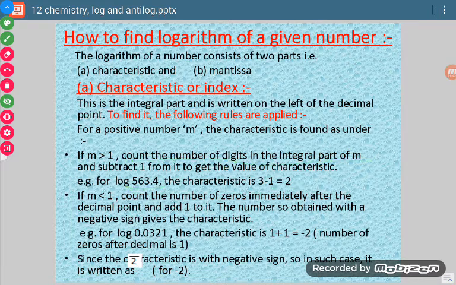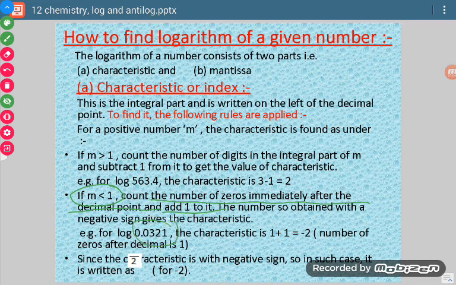Similarly, if m is less than 1, it means we are given some value which begins with decimal. So in such case what we will do? Count the number of zeros immediately after the decimal point and add 1 to it. So what we have to do?